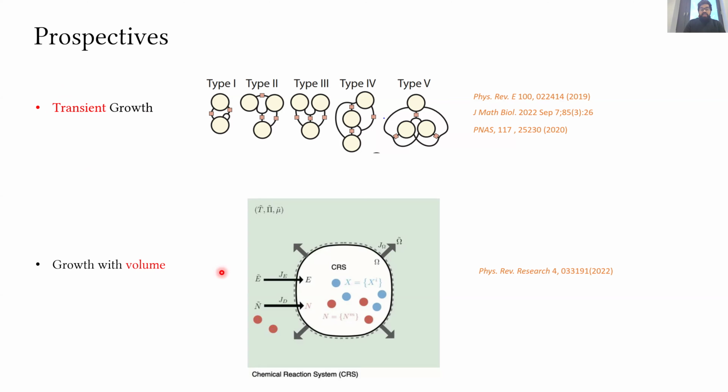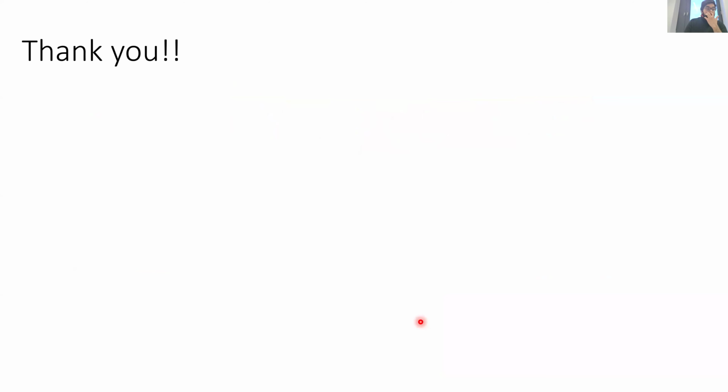And the second example which I want to highlight is growth with volume. What I showed you was concentration growth, but in many examples, you might want to think of a reaction network embedded in a volume, and the volume is growing along with the number. And for this, I think we had a talk about it already this year by Atsushi Kamimura. So yeah, with this, I want to stop here.